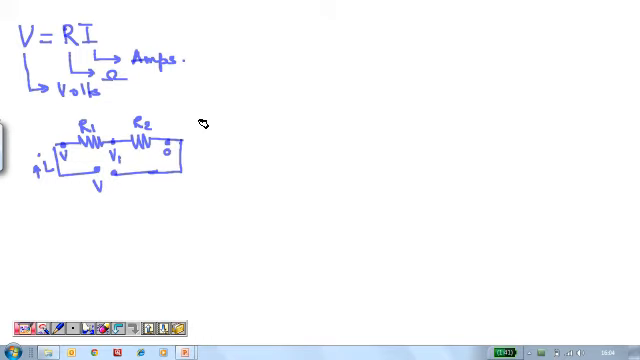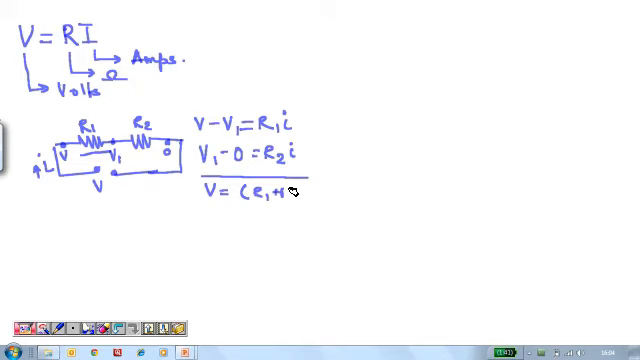If we apply Ohm's law, what we get is V minus V1, which is the voltage across this resistor, equal to R1 I, and V1 minus 0 is equal to R2 I. If we solve these equations, we get V equal to R1 plus R2 into I, which can be represented by R effective for series circuits into I. This means that when we have two resistors in series, the effective resistance becomes equal to the sum of the individual resistors.